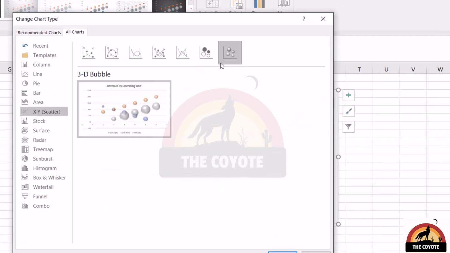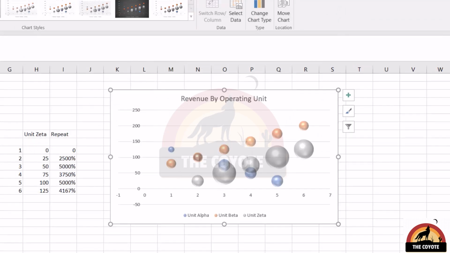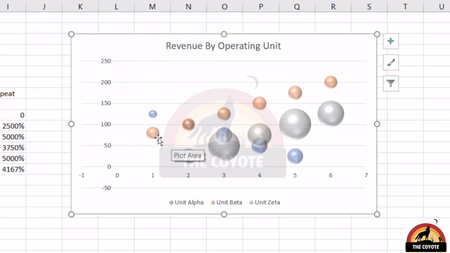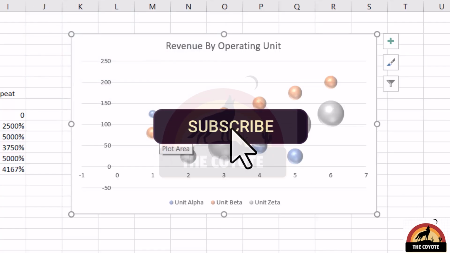Finally, the bubble chart also comes in a 3D variety. This can be neat looking, but it provides no real additional value. And for this example, I think it actually obscures the chart a little bit. This completes our coverage of the bar, column, line, and scatter plot charts. In our next lesson, we'll dive into the surface charts and radar charts.